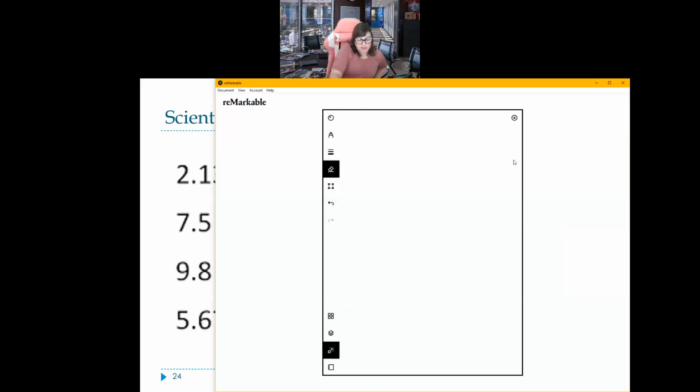So I'm going to write down the stuff that was there. 2.13 times 10 to the third. It's the first one I asked you to consider. 7.5 times 10 to the negative fourth. 9.8 times 10 to the sixth. And 5.67 times 10 to the minus eighth. Okay, awesome. So how do I practice this?